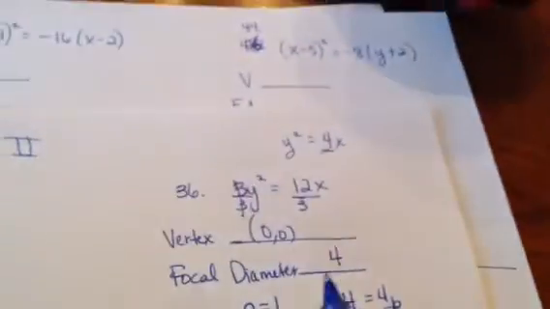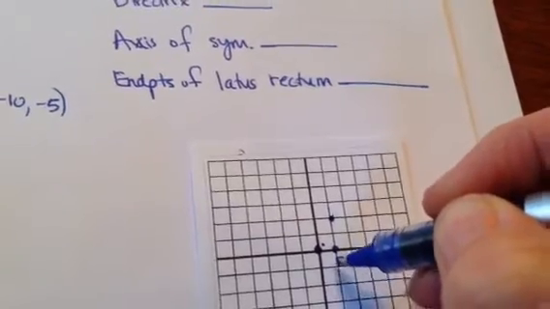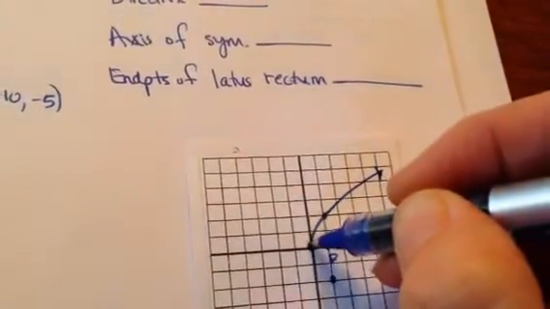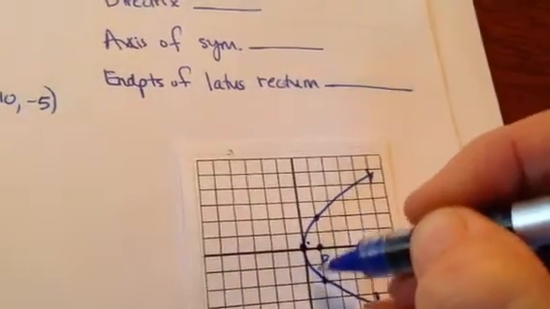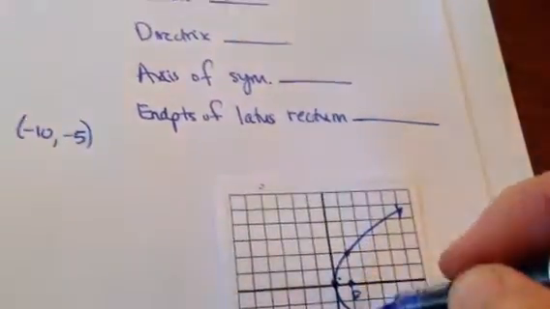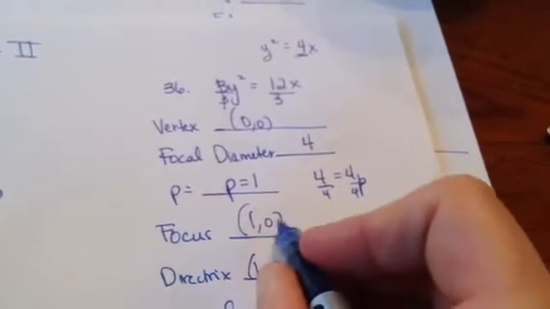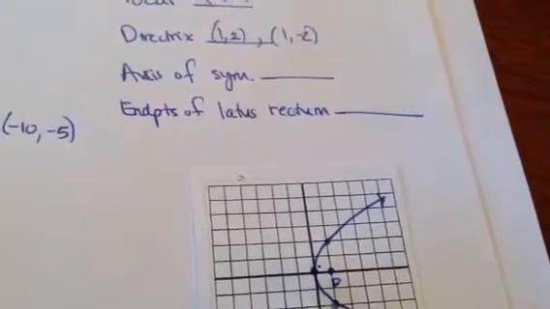Since my focal diameter is 4, from your focus I'm going to have to go up 2 and down 2. And this right here is your parabola. Those are the endpoints of your latus rectum right there. Since I'm going up and down, you're going to add 2 to the y value. So go to your focus and add 2 to this: that would be (1, 2). And one time subtract 2: that would be (1, -2). You can do it mathematically, just like that, or you can look at your graph.